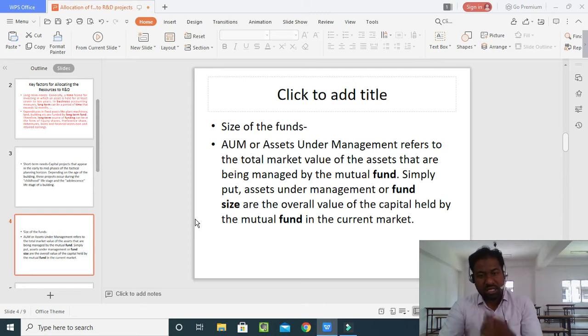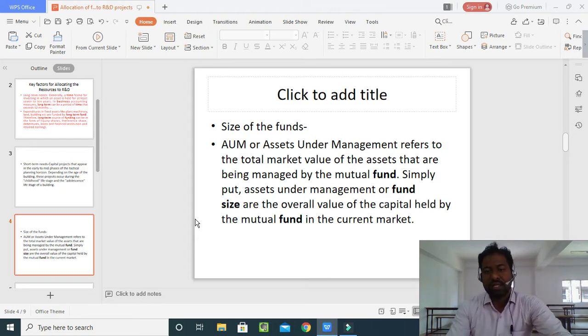Now what is the size of the fund? Size of the fund is nothing but assets under management. Whatever assets are being managed under long term and short term refer to the total market value of the assets that are managed by the mutual fund. See, AUM refers to the total market value of the assets being managed by the mutual fund. Simply put, assets under management or fund size is the overall value of the capital held by the mutual fund in the current market.